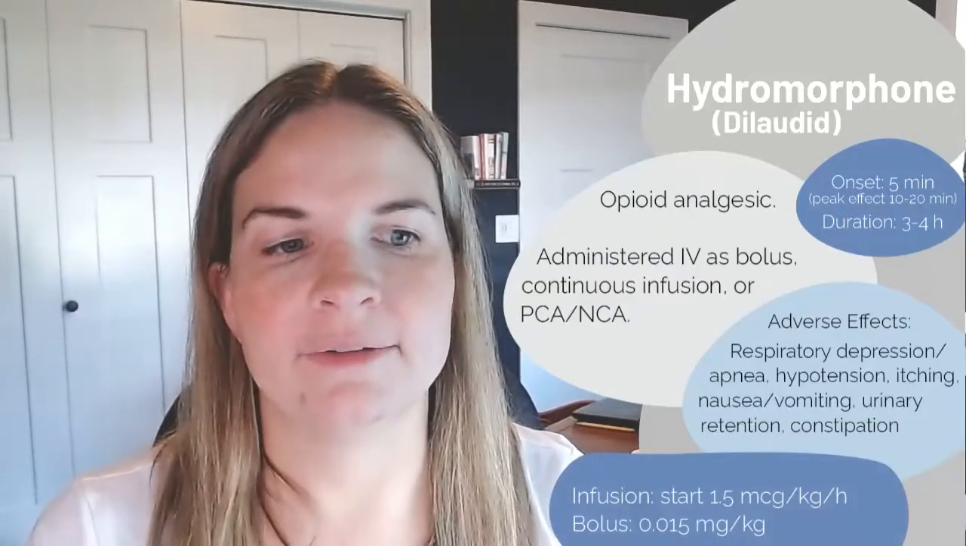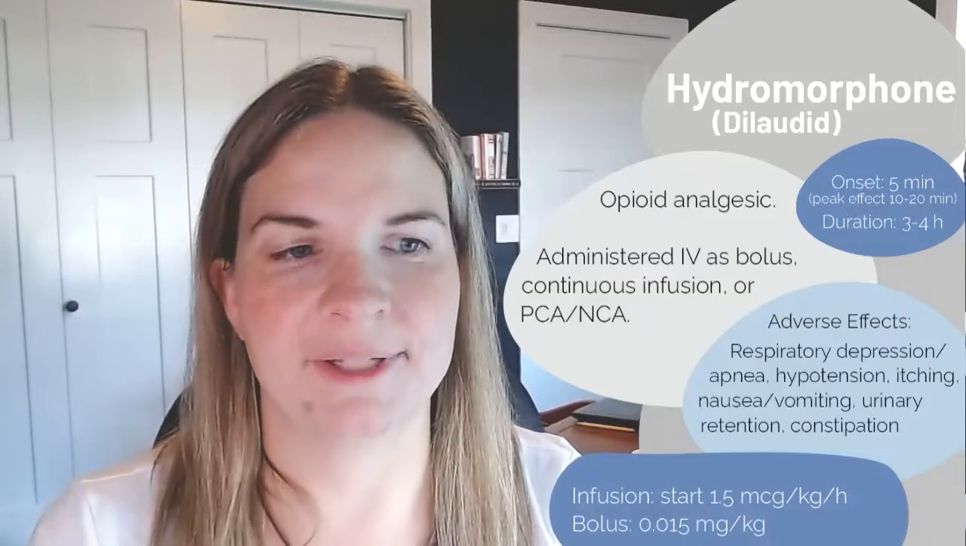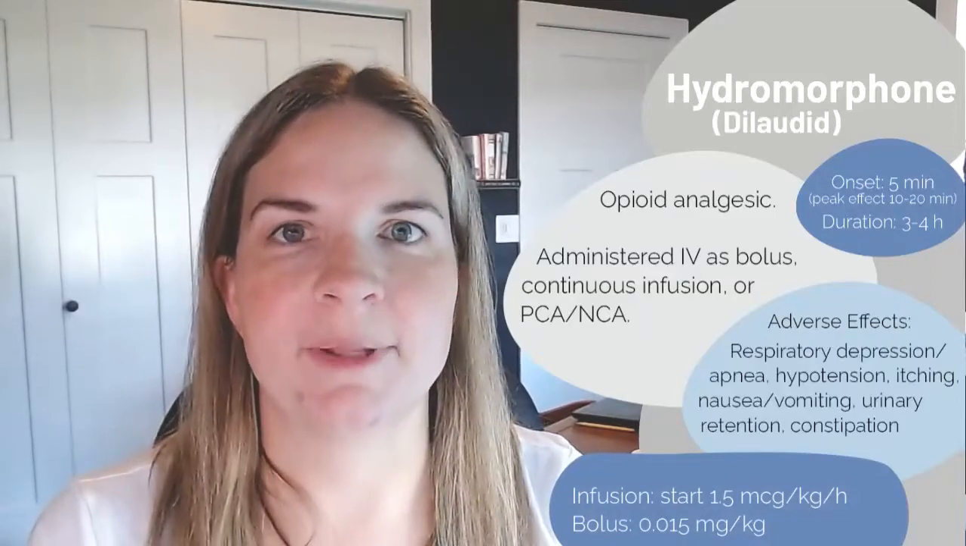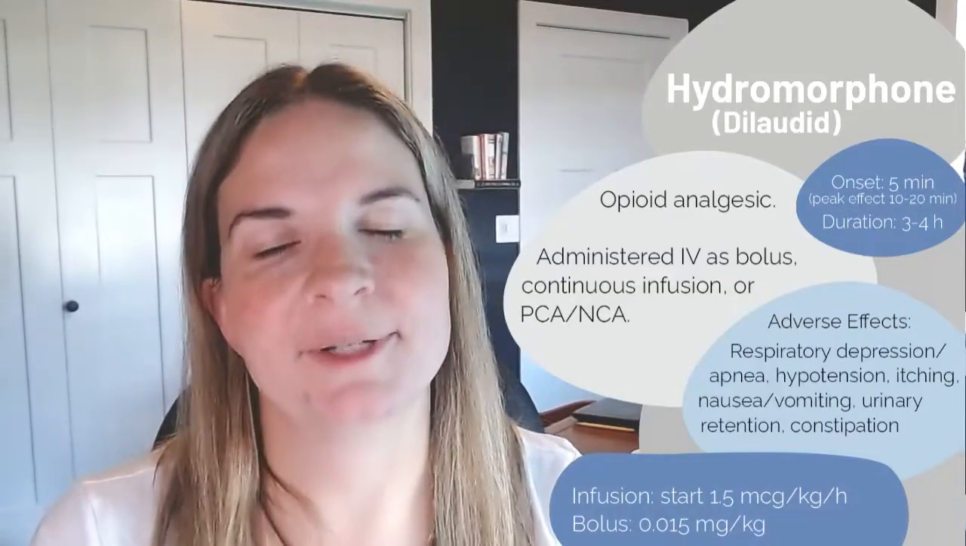We start our Dilaudid infusions around 1.5 mics per kilo per hour. Bolus doses are typically 0.015 mg per kg.